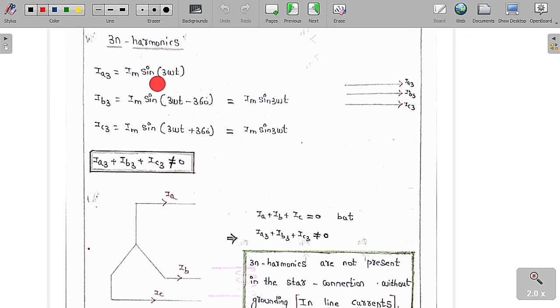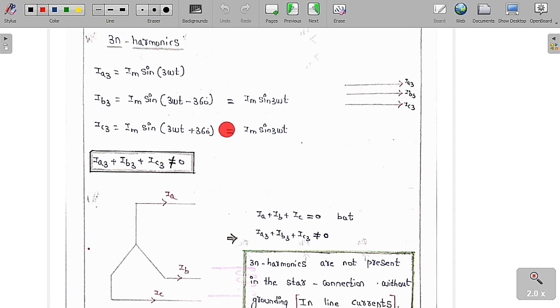IA3 is equal to Im sin 3 omega t, IB3 is equal to Im sin(3 omega t minus 3 into 120), which is 360. So if we solve this one, we are going to get Im sin 3 omega t. IC3 is equal to Im sin(3 omega t plus 3 into 120), which is again 360. So if we solve this one, we are going to get again Im sin 3 omega t.